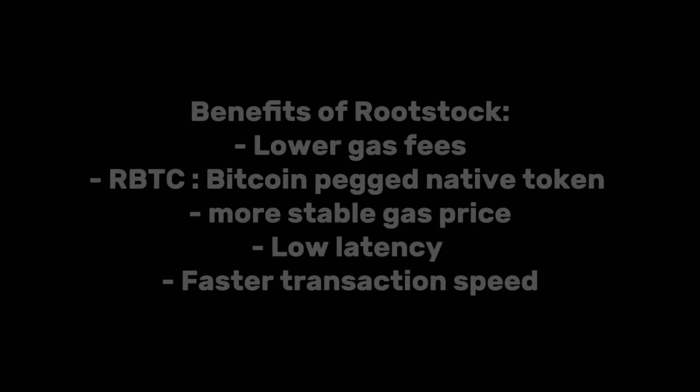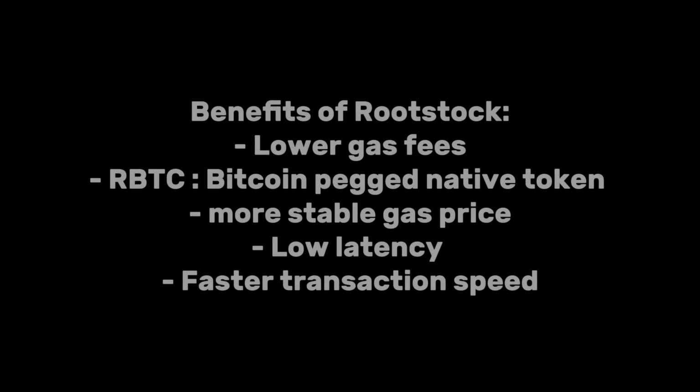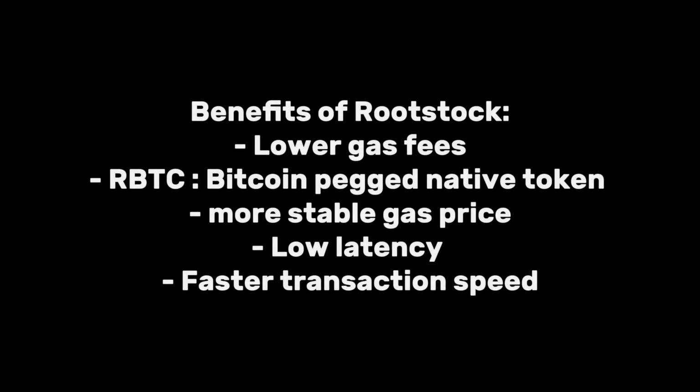Compared to Ethereum, Rootstock offers some benefits to developers building on it. Some are low gas fees. This means you spend relatively little to execute transactions on Rootstock. RBTC is the native token of the Rootstock chain, and it is pegged to Bitcoin. This means there is less fluctuation in gas price. Also, there's low latency. This means the transactions on Rootstock are very fast. It has faster transaction speed. That is why you have to explore and build on the Rootstock chain.